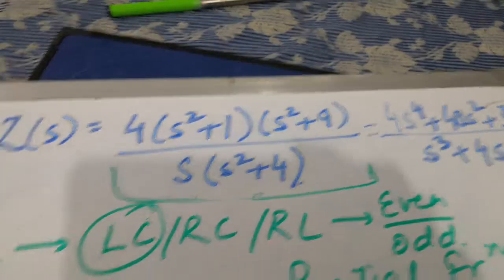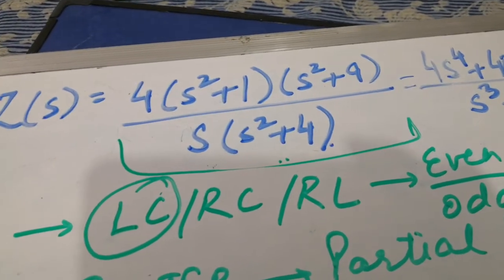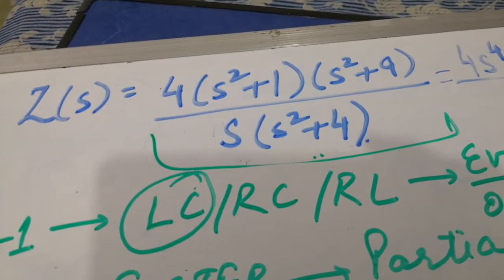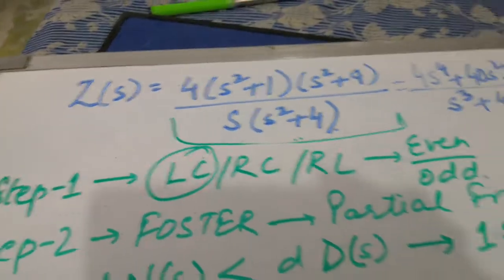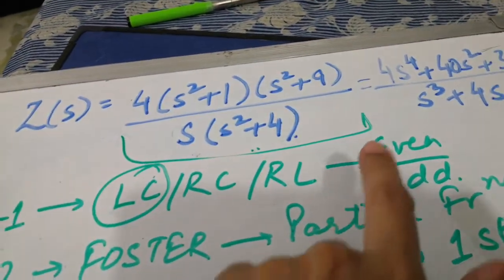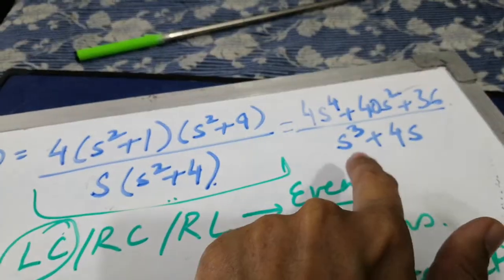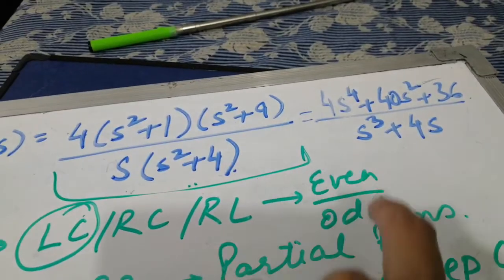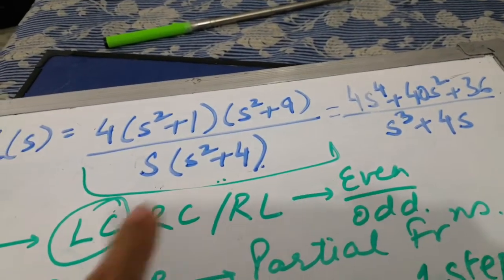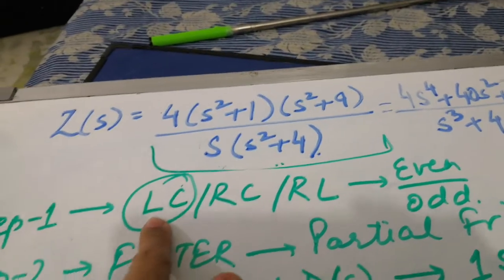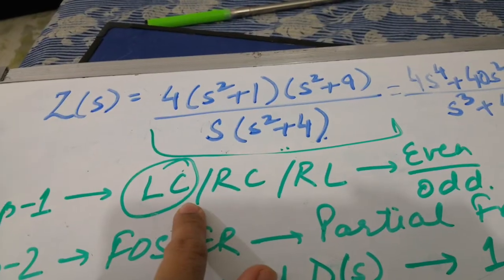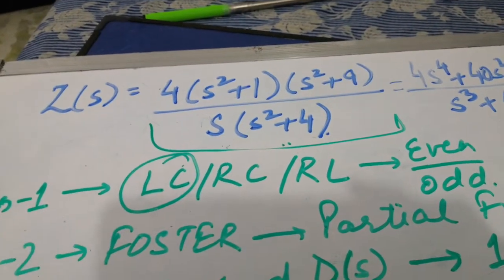So first step in synthesizing a circuit is to know whether the given circuit is LC, RC or RL circuit. So if you directly look at the impedance function, you are going to find it out that it is even to odd function. So when the function is even upon odd or odd to even, we have learned the property that the given system will be made with only L and C components. So this is our step number 1.